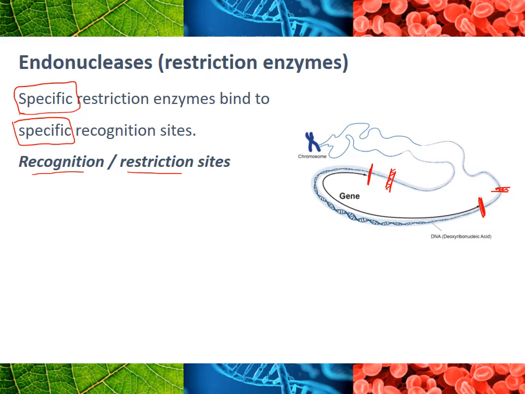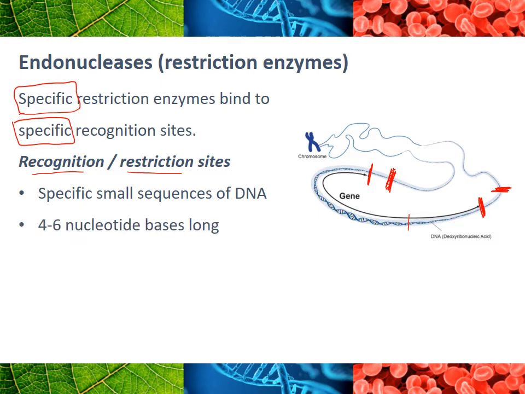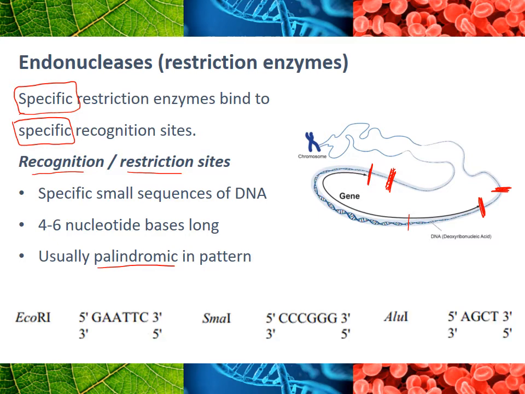It's really important that we don't cut halfway through the gene because then we're going to miss some of that gene. So a particular spot in the DNA that a restriction enzyme can cut is called a restriction site. A restriction site is a very small sequence of DNA. It's usually 4 to 6 nucleotide bases long. And usually they're in a palindromic pattern, which means that they are the same forwards as they are backwards. I'm going to show you a couple of examples of that here.